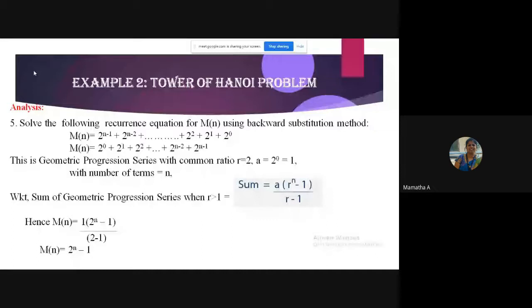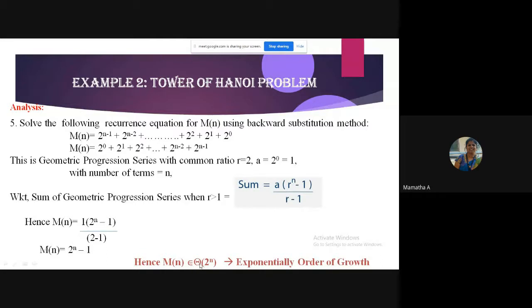Assuming n is 3, what will I get? If n is 3, what is the value of 2 power n minus 1? 2 power 3 is 8. 8 minus 1 is 7. Did we get 7 moves in the previous example that we had seen for n equals 3? Yes, ma'am. Hence, I can tell that M of n now belongs to which class?